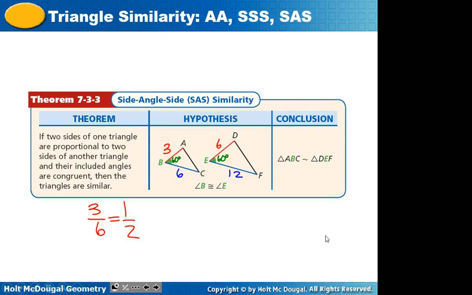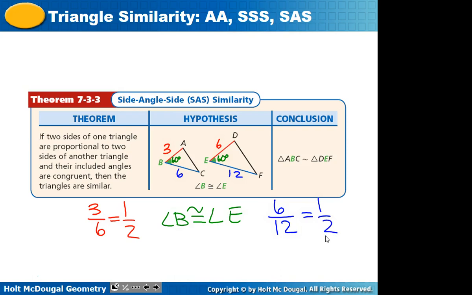Then, if we look at these angles, we can say that angle B, which is 60 degrees, is congruent with angle E. It's also 60 degrees. Then if we look at our last pair of sides, we have BC is 6, that's our longer side, over our longer side of our right triangle, which is 12. This also reduces to 1/2.